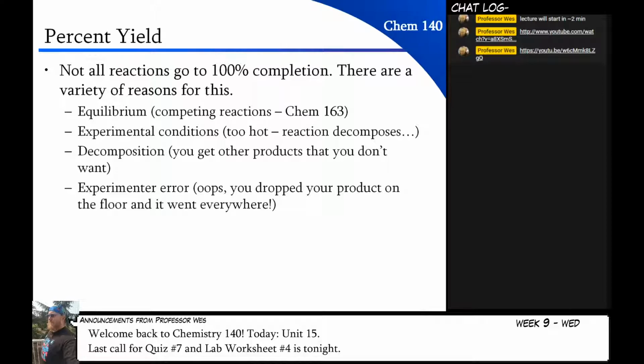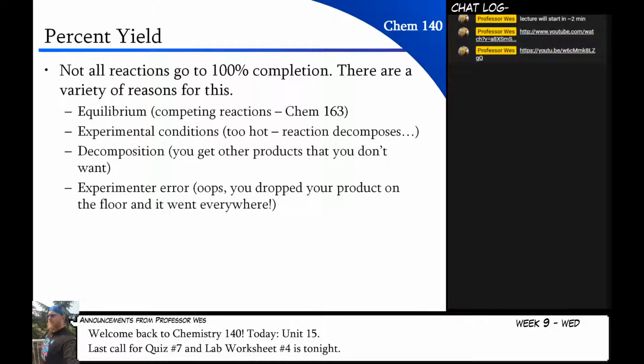You could also have other reactions that you don't intend to due to odd conditions that you may subject your sample to. For instance, in the lab that you watched the hydrate get dehydrated for, if you heat it too hot, you could actually decompose the sample, and then you lose something other than water, and you get a weird result, and the reaction is not 100% complete. Sometimes products decompose, and you just get other random junk that you don't want. And then there's also the possibility that you might just drop everything on the floor. So these are all things that happen.